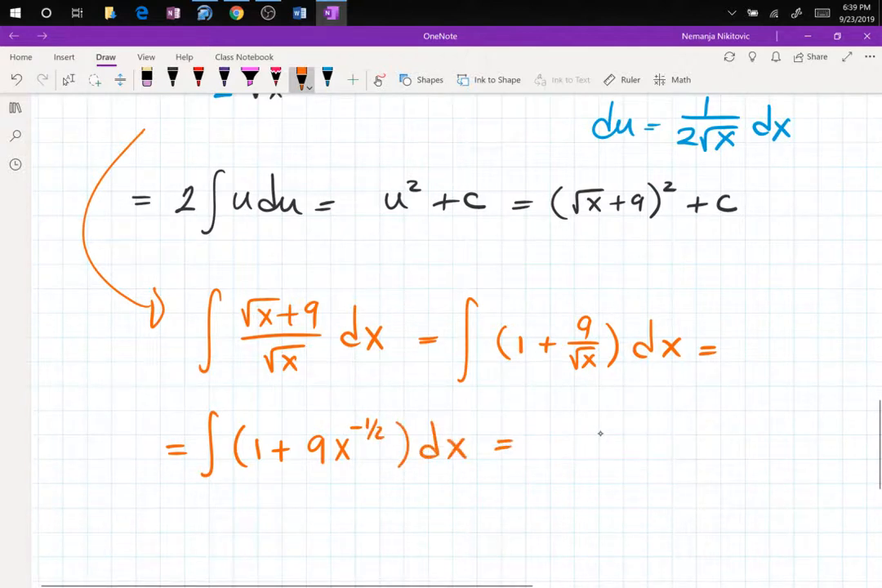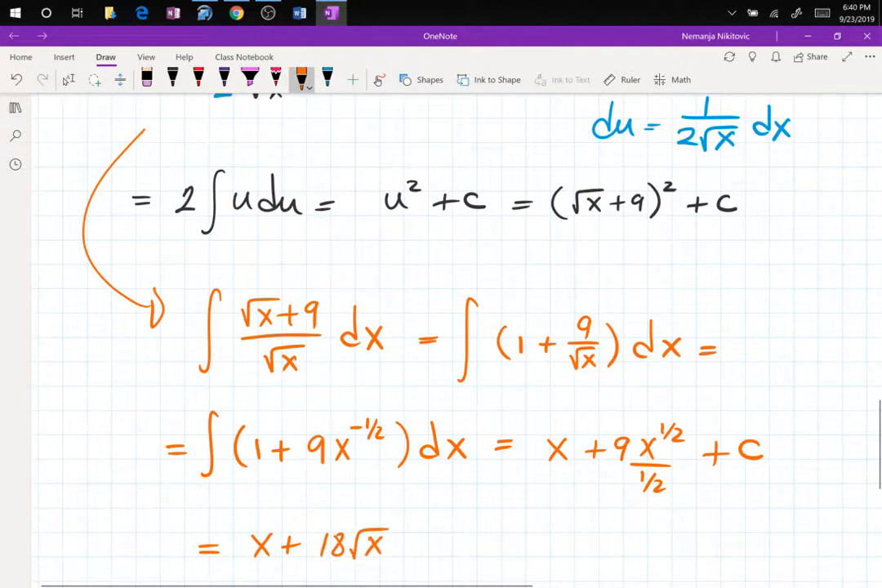dx. And from here, we can integrate. Now you can integrate term by term, right? What's the integral of 1? Very good. And plus 9x to the 1/2 divided by 1/2 plus c, which would give us x plus 18 root x plus c. And there you go. Same answer as above.